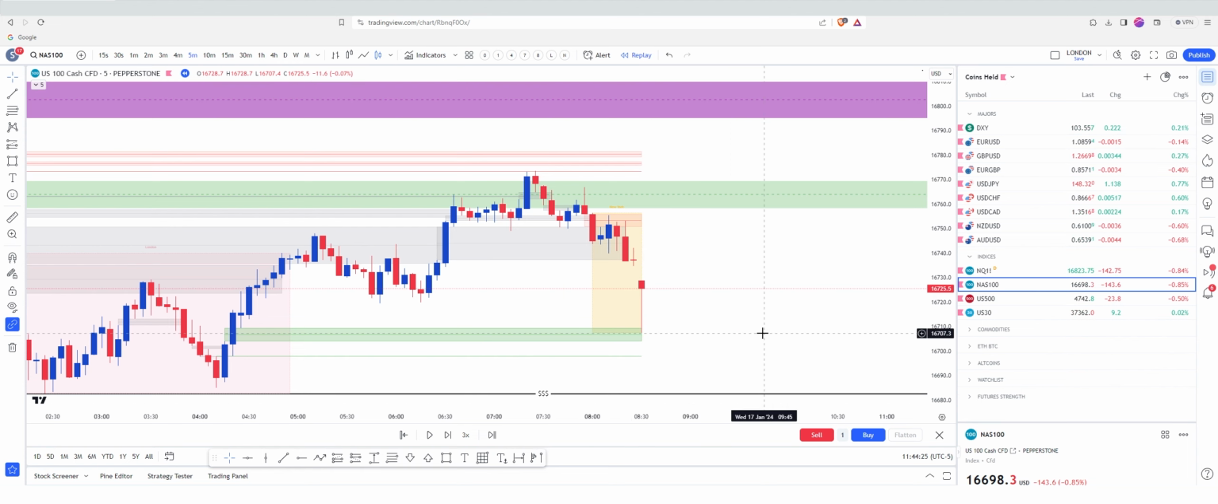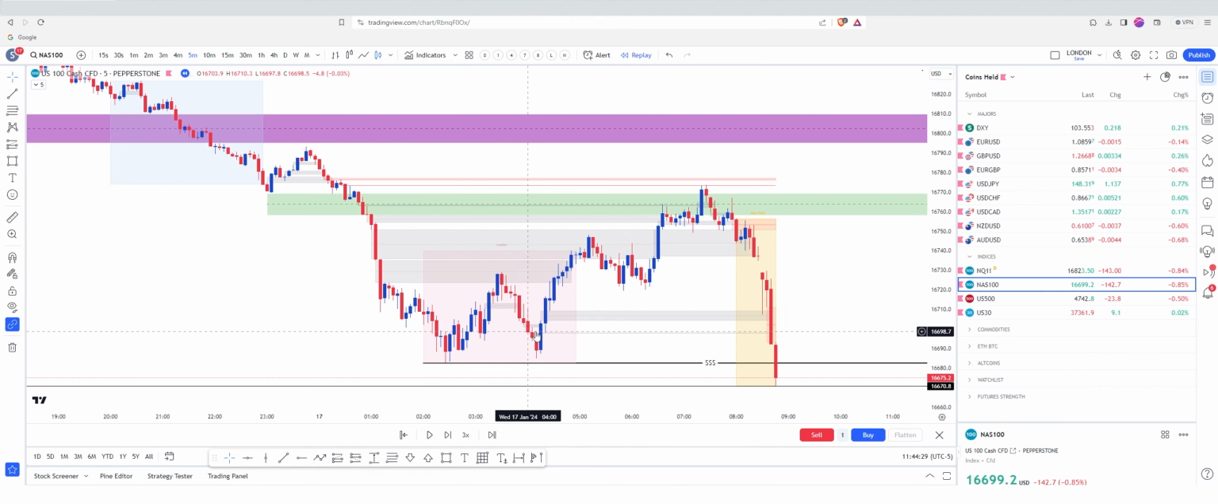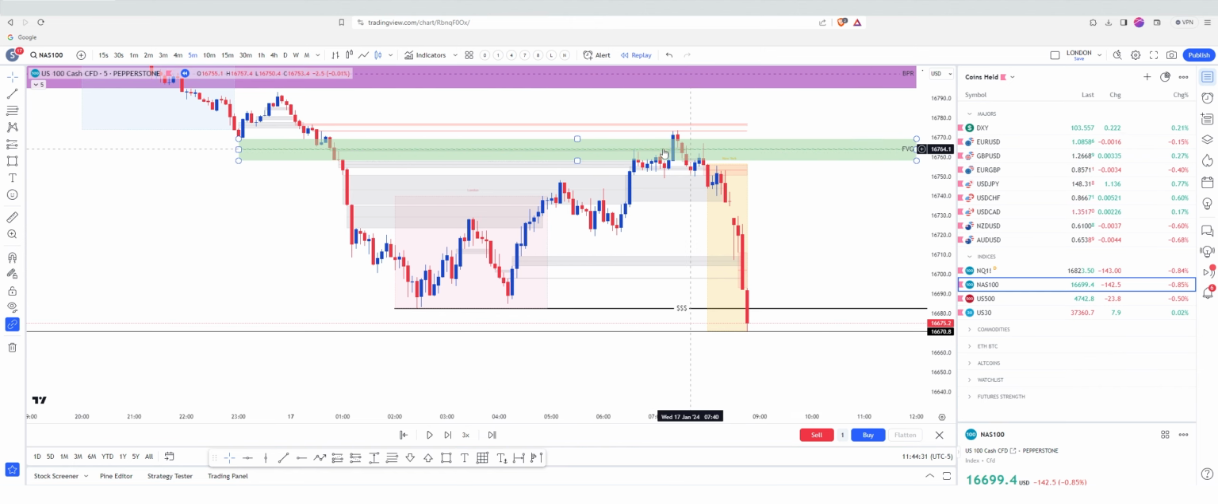So the news has dropped. Price has tumbled. We've taken out those relative equal lows. So there was no entry given prior. We didn't get a stop hunt as New York opened up to give us our 5-minute unicorn model.